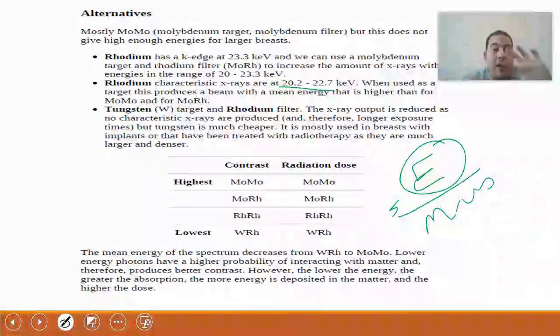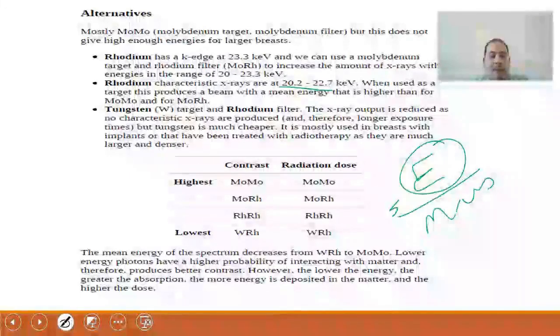That's why molybdenum targets with molybdenum filters provide higher contrast and higher dose. Molybdenum with rhodium will give you lower contrast and lower dose afterward. Rhodium here means that you have used higher characteristic energy, which results in lower contrast. Since you used higher characteristic energy, it means higher penetration power, which means your radiation dose decreases, or the patient dose decreases.